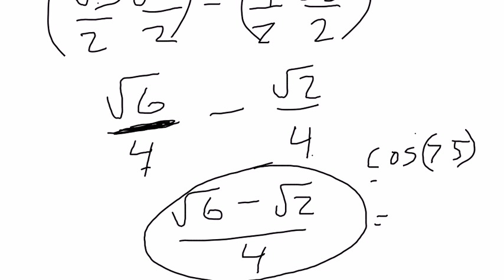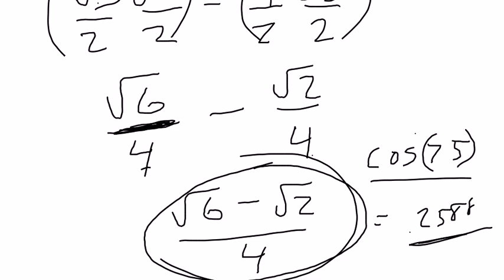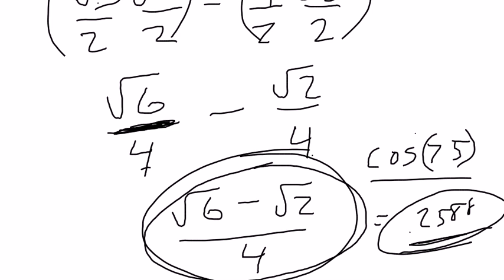And you can check this. You can type that into your calculator and check it. If I type cosine of 75 degrees and I'm in degrees, I get 0.2588. And if I put this into my calculator, the square root of 6 minus the square root of 2 divided by 4, I also get 0.2588 about. So this is the exact answer. This would be a rounded answer. Okay, and this is what we're looking for this section.